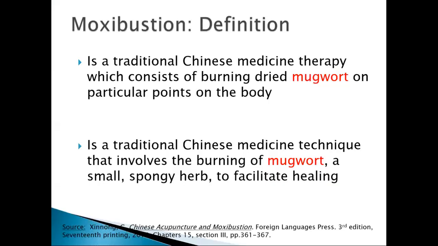So moxibustion is a traditional Chinese medicine therapy which consists of burning dried mugwort on particular points on the body. It is a TCM technique that involves the burning of mugwort, which is a small spongy herb, to facilitate healing.